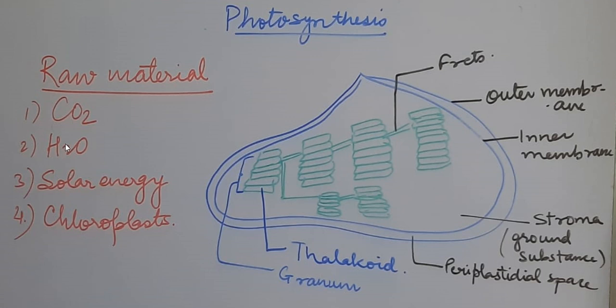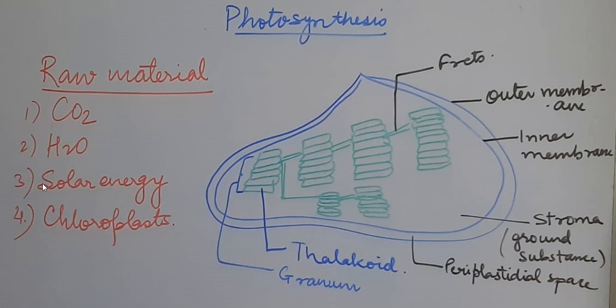Then the second thing is water. As you all know, water is another raw material, and water is absorbed from the soil through roots, because the roots help to absorb the water. Then the third is solar energy, radiant energy. You all know that this energy is trapped from the sun, and the green pigment chlorophyll, which is present in the walls of the thylakoid, helps in trapping the solar energy and converting it into chemical energy. So solar energy is used up.